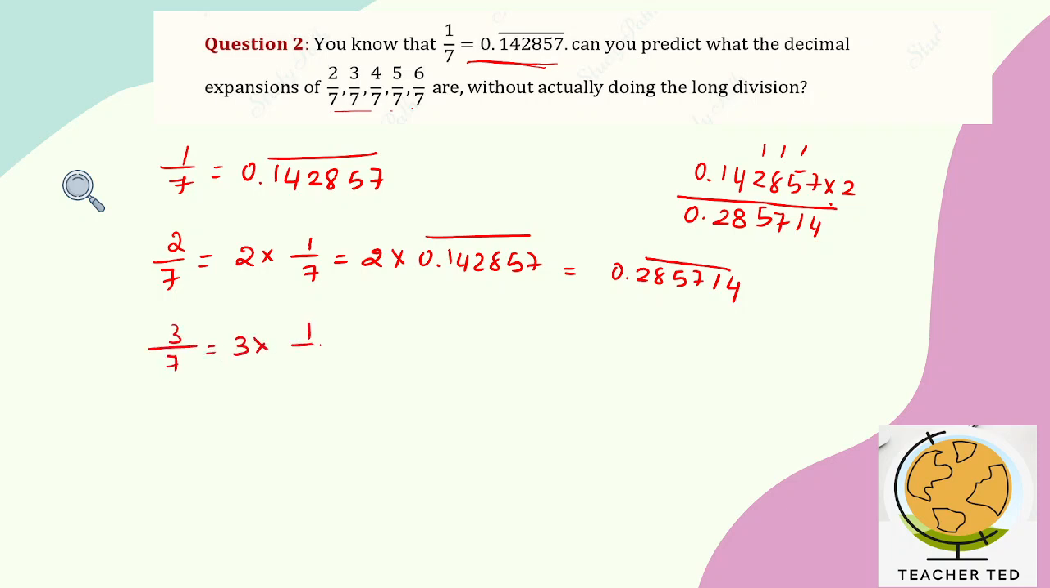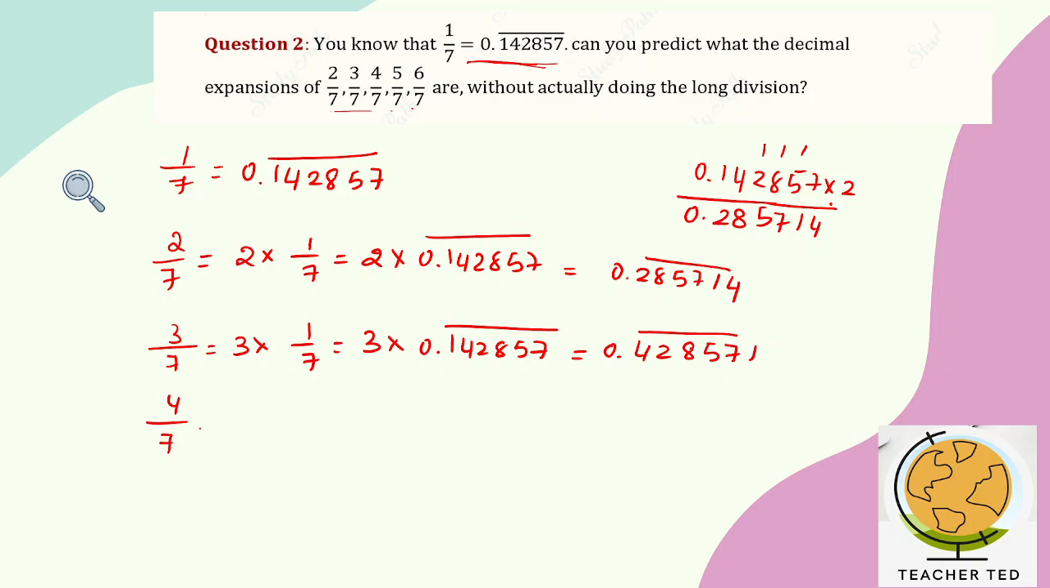If you do the multiplication for the remaining ones also, see 3 by 7 can be written as 3 into 1 over 7. So 3 into 0.142857 whole bar. The answer for this question is 0.428571 whole bar. If you multiply these two, you will get this answer.